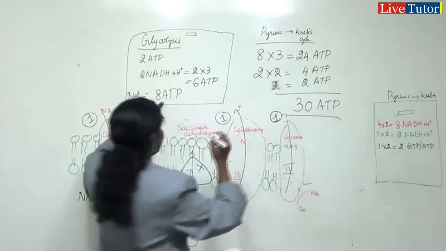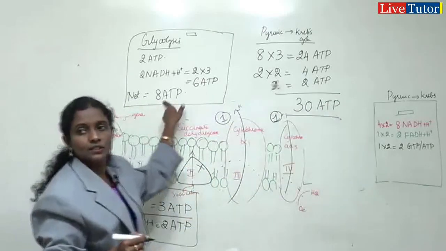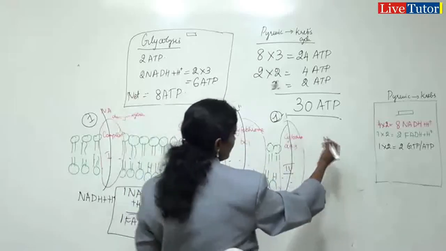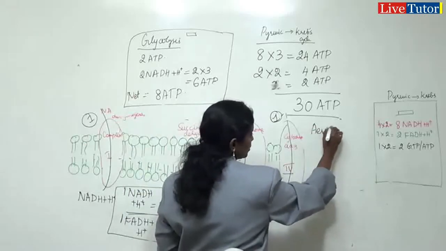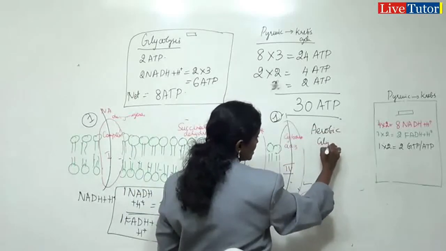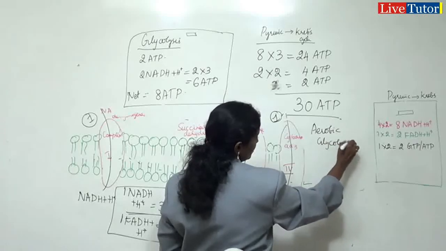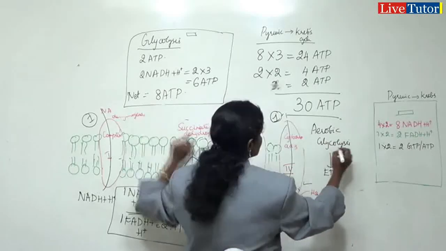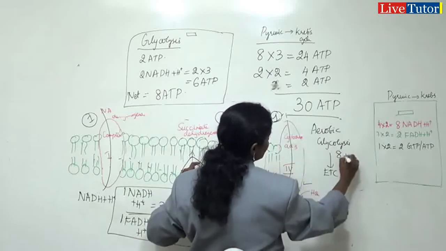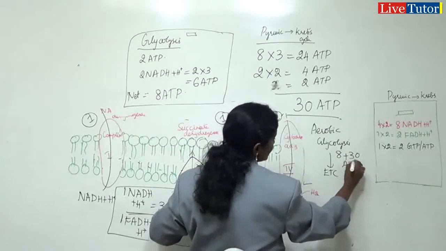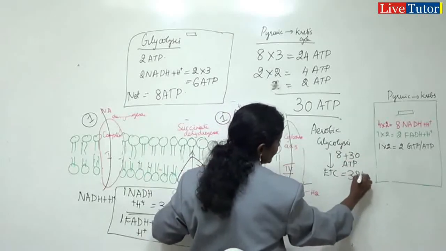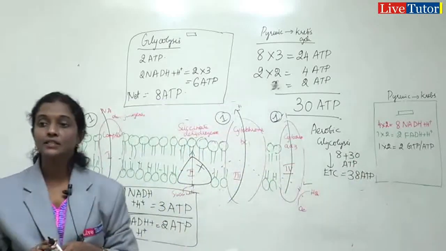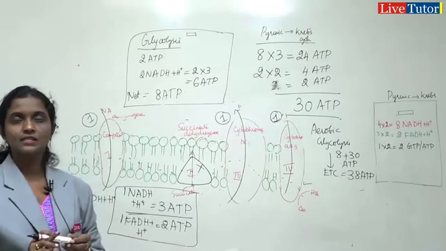Then already 8 ATP from glycolysis, so 30 plus 8. Aerobic respiration means from glycolysis till ETC, the electron transport chain. In that case, this is 8 and this is 30. So the final output is 38 ATP. What is our final output? We received 38 ATP molecules. Is that clear?